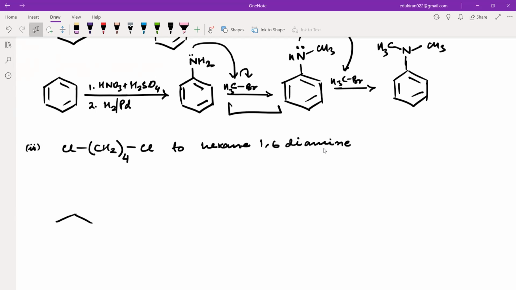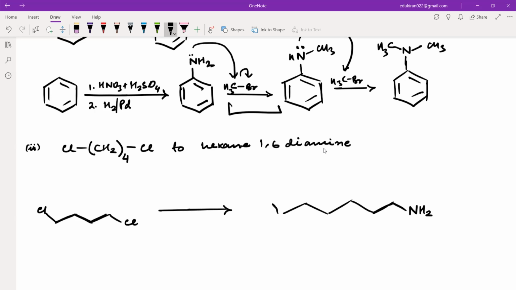So I have this as my reactant, because there are 1, 2, 3, 4 carbon atoms and there is Cl and Cl, and I have to convert this to hexane. That means 1, 2, 3, 4, 5, 6, and there is an NH2 group here, and there is an NH2 group here. Right. So this has 4 carbon. This has 6 carbon.